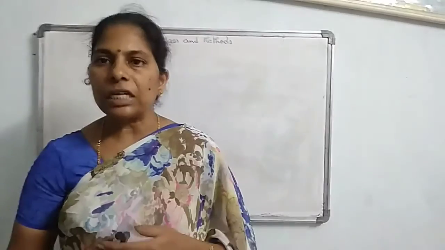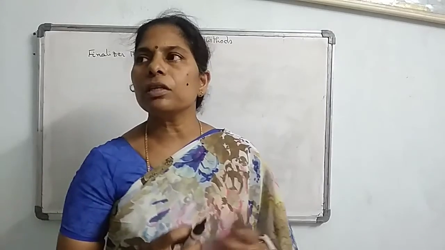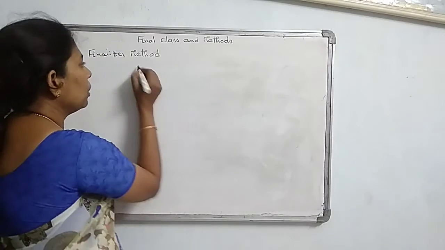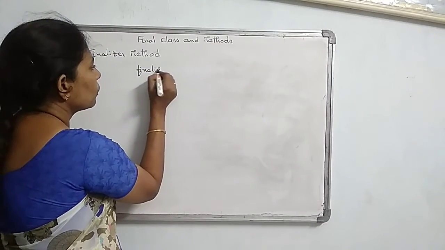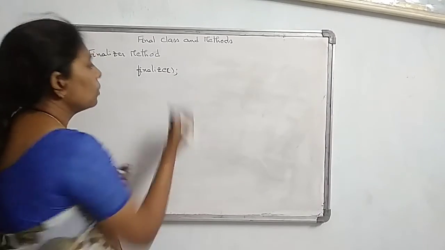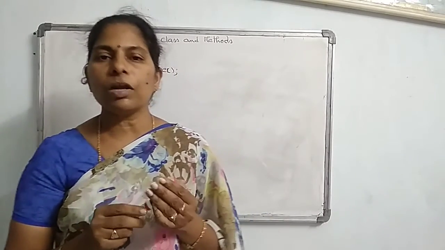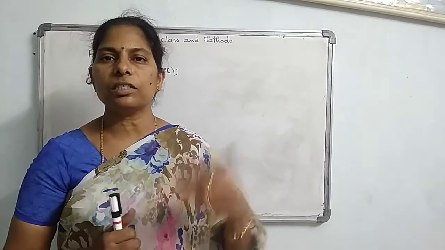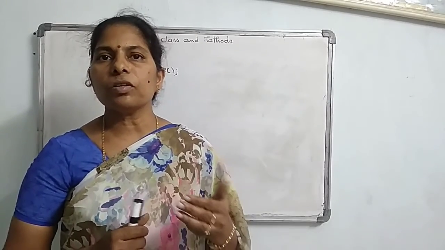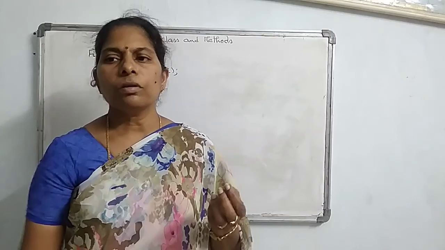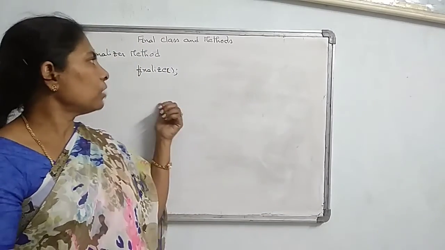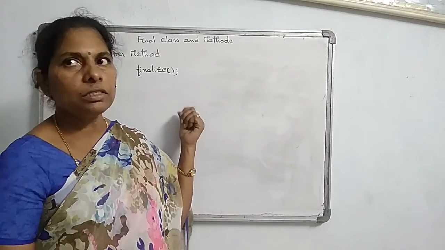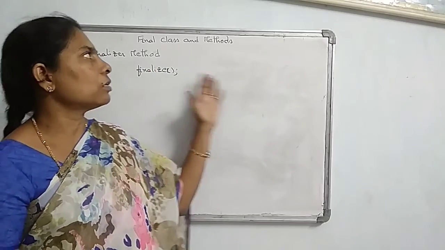If you want to free that memory, you can use one method. That method is the finalizer method, which must be represented by finalize with brackets. The finalize method is similar to the destructor in C++. In C++, you use the constructor and destructor, and the destructor is used for removing the memory. Similarly, the finalize method will remove the memory. So at that time, you can use the finalize method. This comes from the final class and methods.